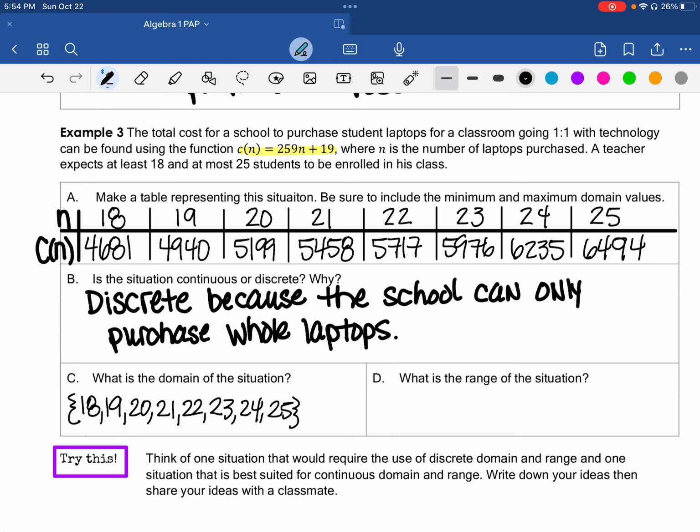There we go. And what would be my range in this situation? That would be my cost, or my C of N, which would be all my 4,681, 4,940, and all the way to the end.